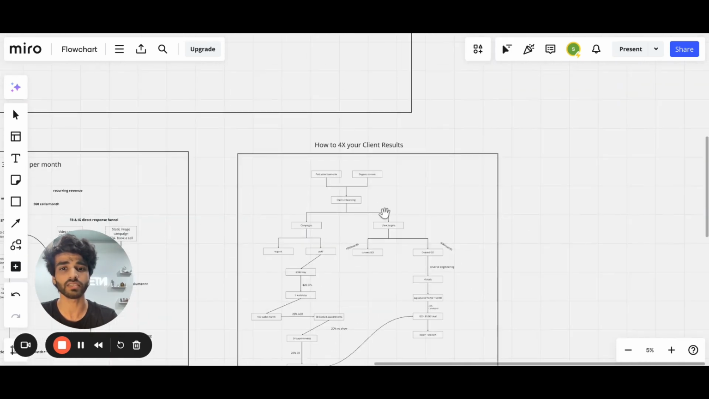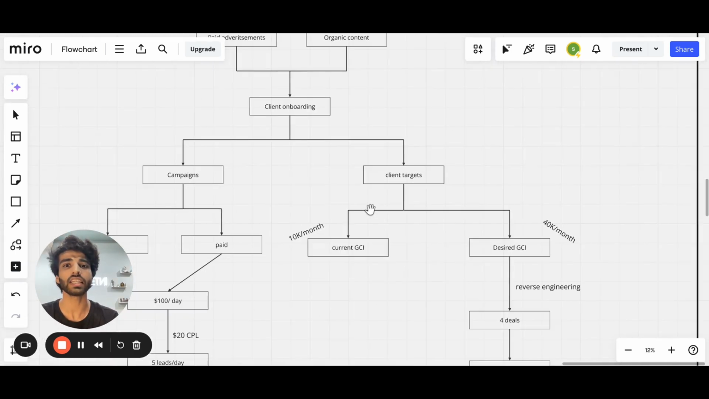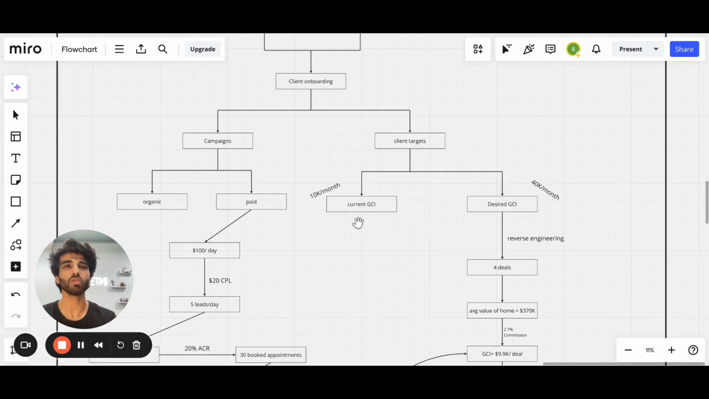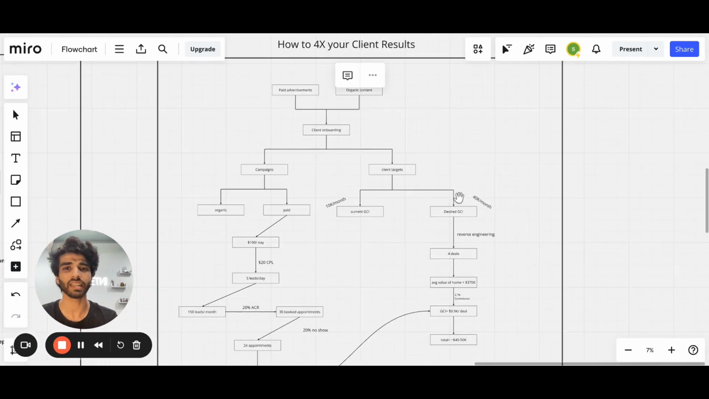If you're in another industry like landscaping, hardscaping, or maybe pool contracting, the method remains the same. Instead of focusing on listing appointments, you can look at how many projects your client needs to complete to hit the target. It's really all about reverse engineering the metrics to reach the desired outcome. For example, if you're a pool contractor and your client needs to complete 10 projects per month to hit the revenue target, you simply work backward to figure out how many leads, appointments, and closed deals are needed to get there.